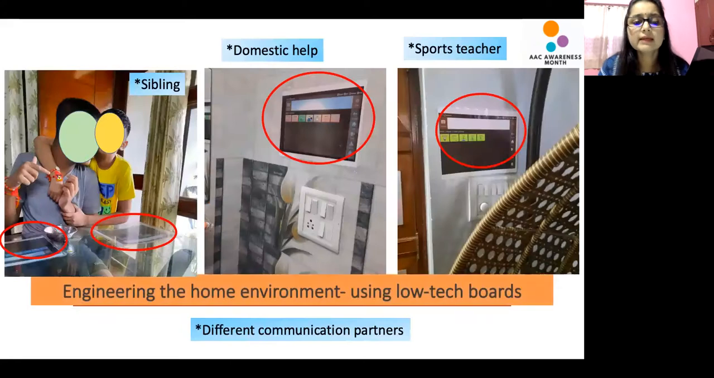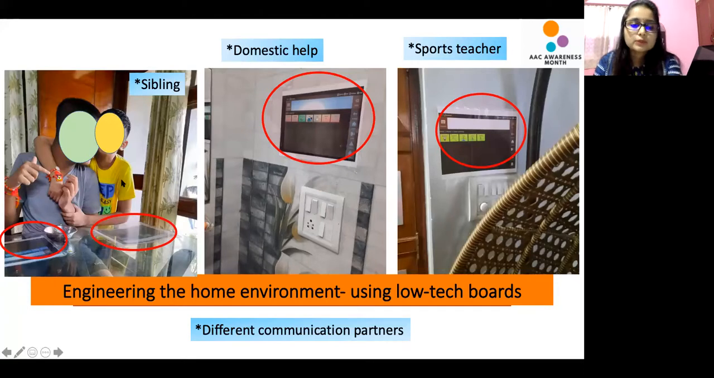Another way to make AAC accessible and make using AAC a habit is to have a low-tech version of the high-tech device, or you can use low-tech communication charts and boards. This is one example a parent has used. She has printed low-tech boards from the high-tech device. That's something that I'll show you towards the end of the presentation as to how you can do it. So she has got it laminated and put up in different places at home.